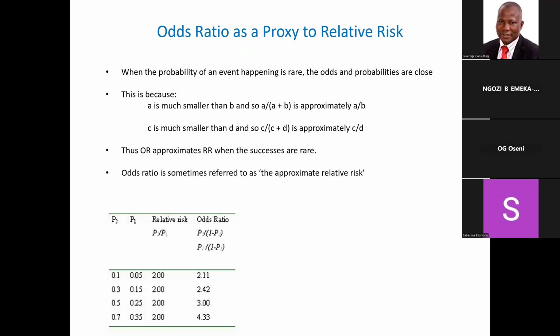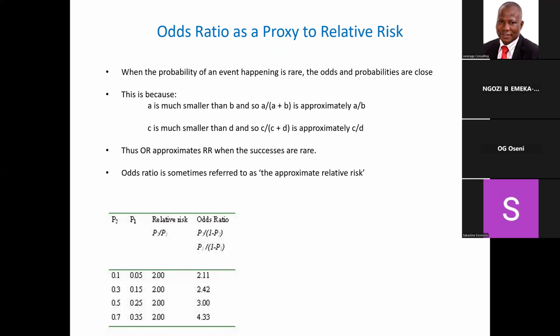Now, I was talking about the relationship between odds ratio and relative risk. So odds ratio is a proxy. We say that in the situation where you cannot calculate relative risk, you calculate odds ratio. And let's prove it somehow mathematically from this table.